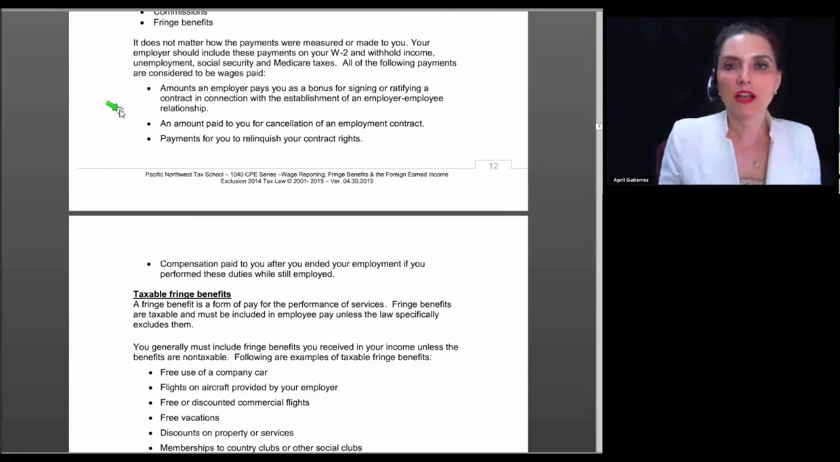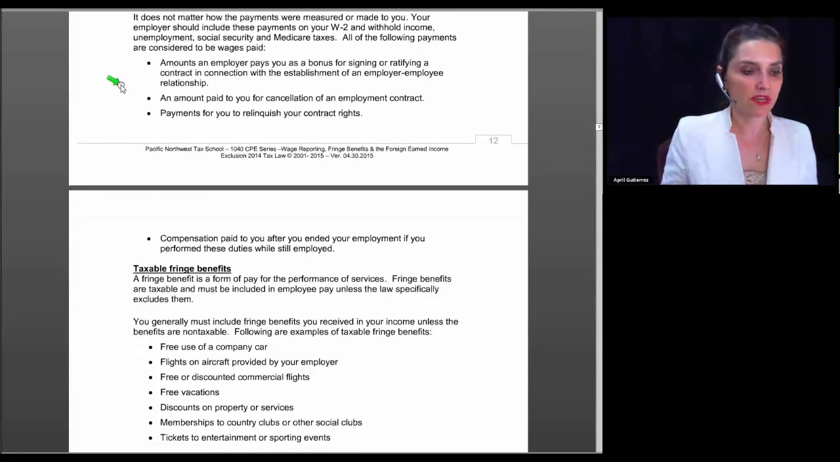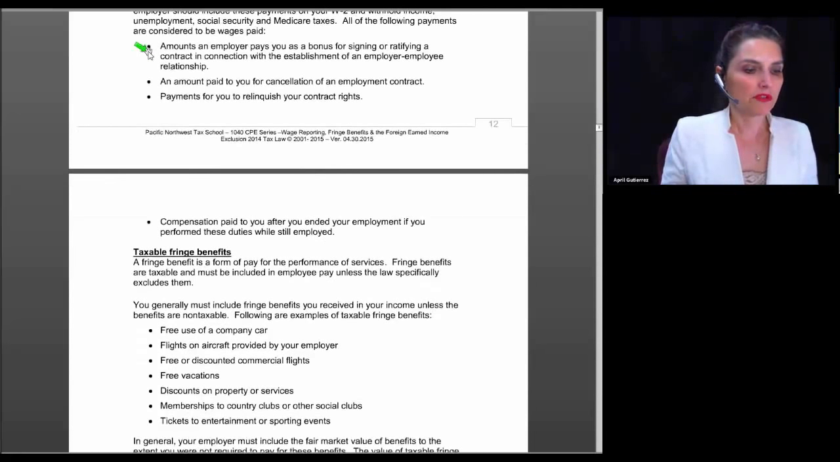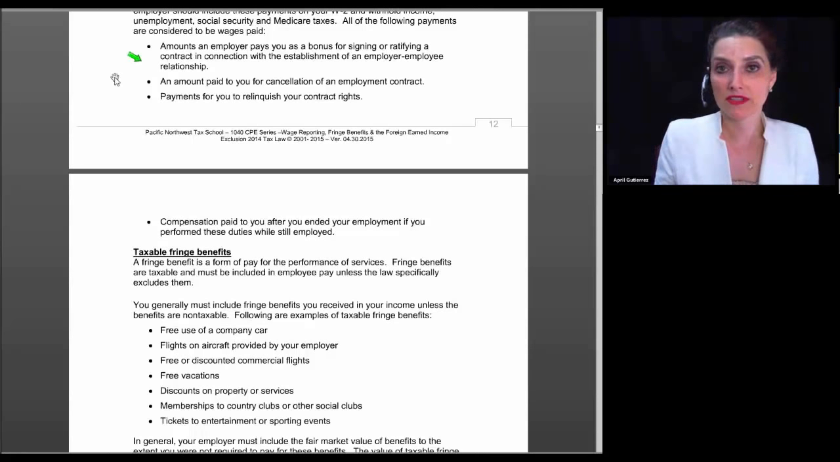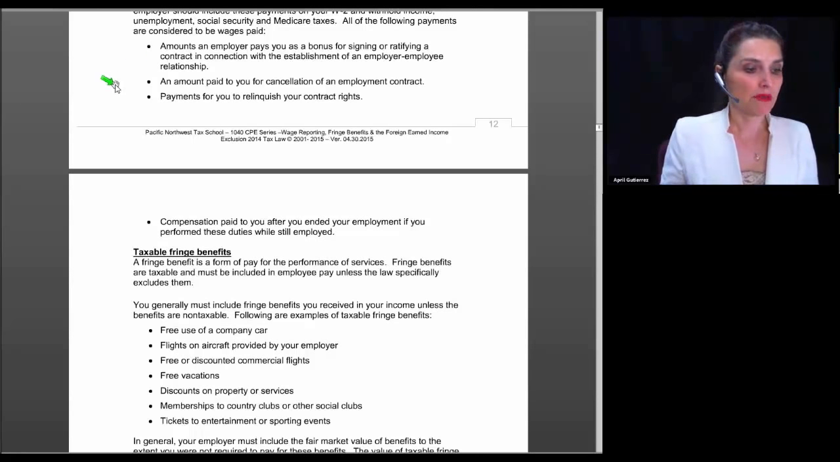And all of the following payments are considered to be wages paid. The amounts an employer pays you as a bonus for signing or ratifying a contract in connection with the establishment of an employer-employee relationship. In other words, a sign-on bonus. An amount paid to you for cancellation of an employment contract. In other words, severance pay.